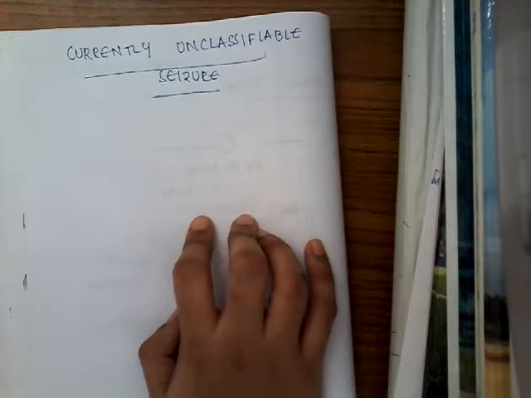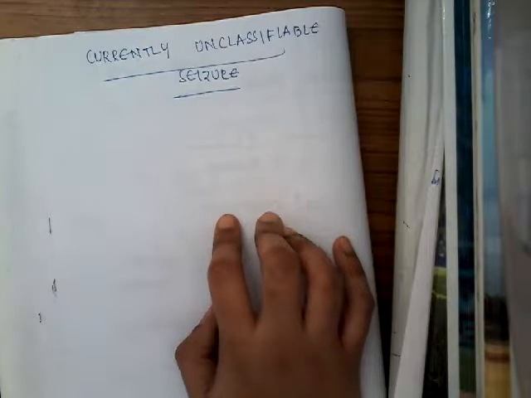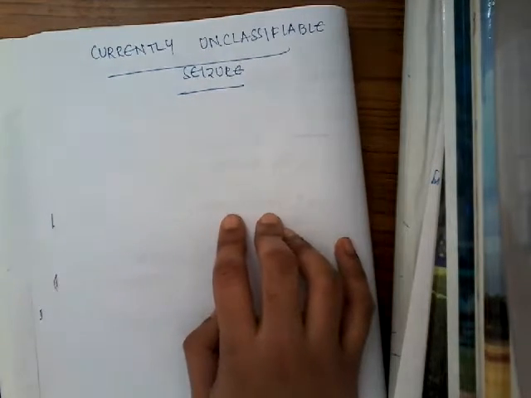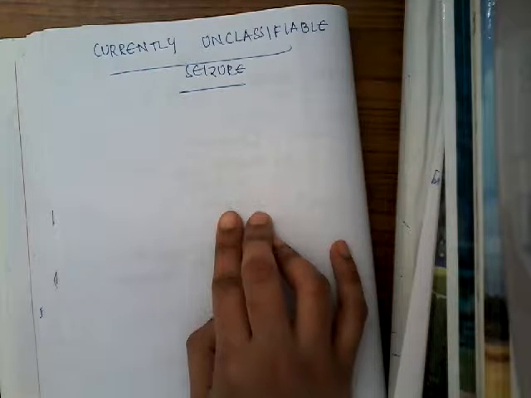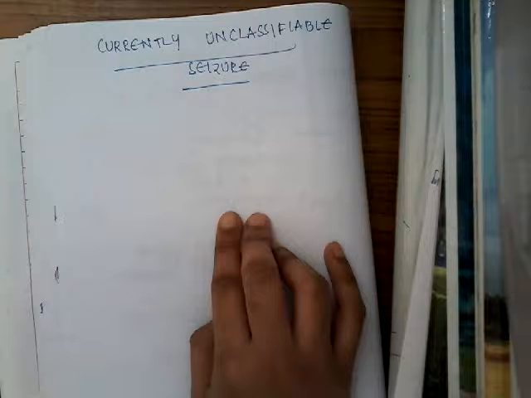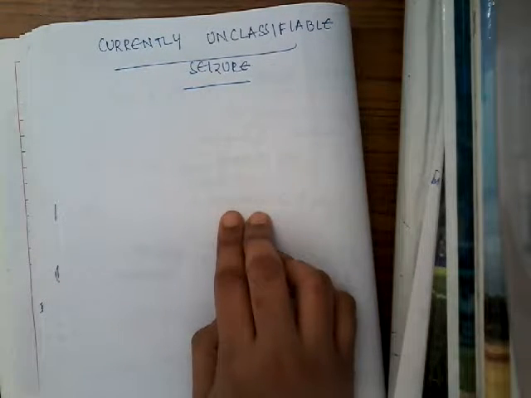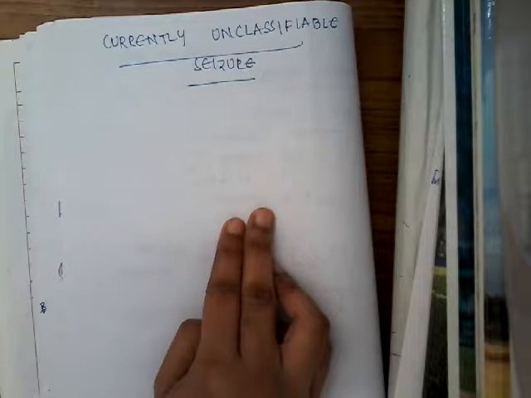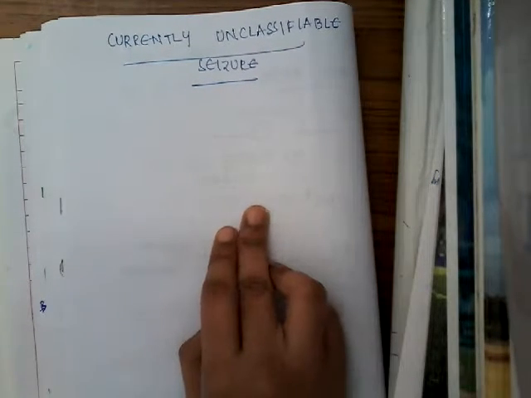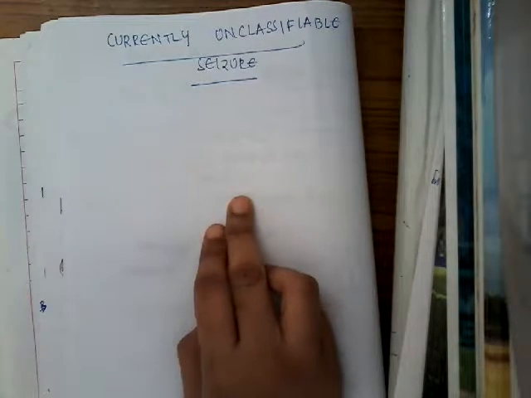It is a continuation of seizures. In the last class we learned about the generalized seizures, and in the class before that we learned about the focal seizures. Now we are going to learn about unclassified seizures and seizure syndromes. I would recommend you to watch the previous lecture for better understanding of this present topic.